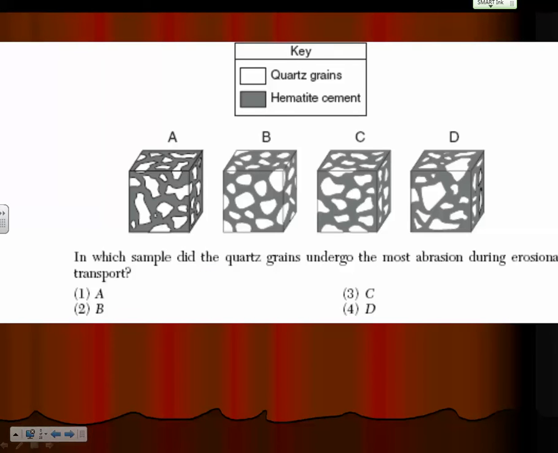So here's a question. It talks about which sample did the quartz grains undergo the most abrasion during erosional transport. So remember, the longer they're being abraded, the more sharp edges are going to be broken off, just like the lab you guys did. So we're looking for particles that are the most rounded. So not good, definitely not good. And so it's a toss-up between these two. And I would say that this is probably more spherical and rounded than these particles over here. So choice B would be the best solution.